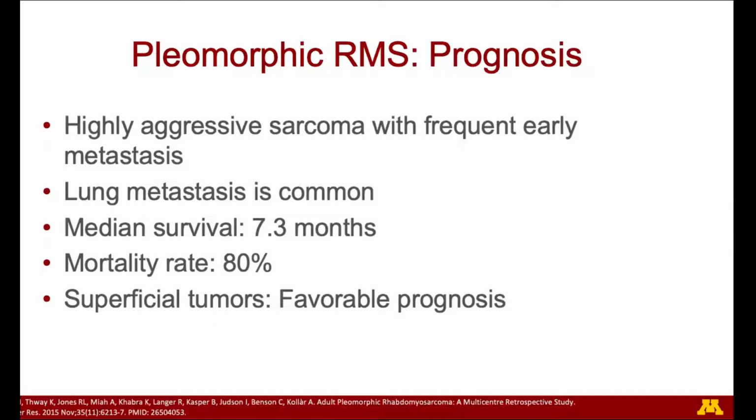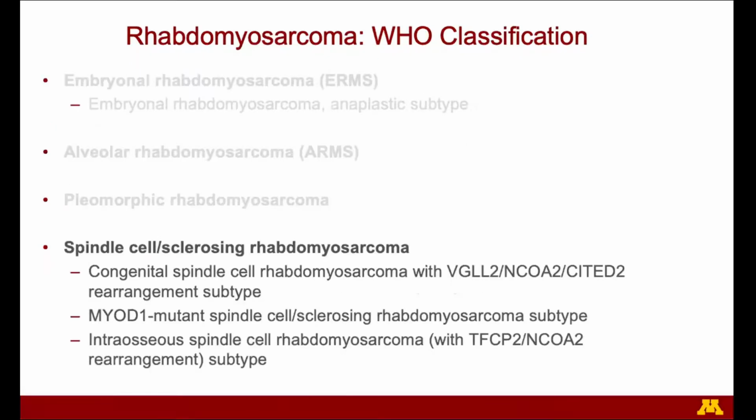Pleomorphic rhabdos is a highly aggressive disease with early metastasis, commonly to the lungs. Their mortality rate is approximately 80%, with a median survival period of just 7.3 months, which is terrible. Superficial tumors show a favorable outcome.